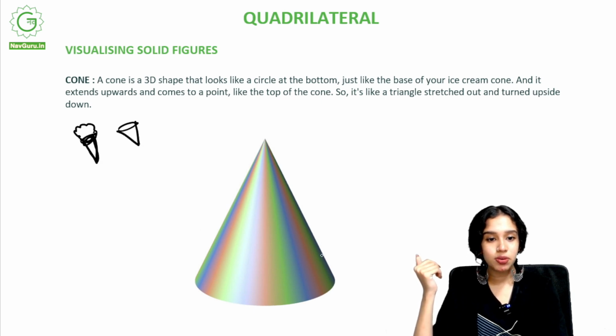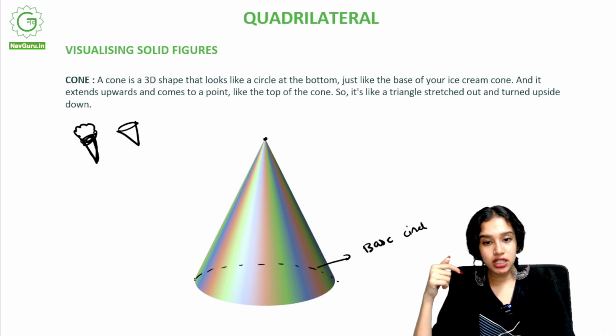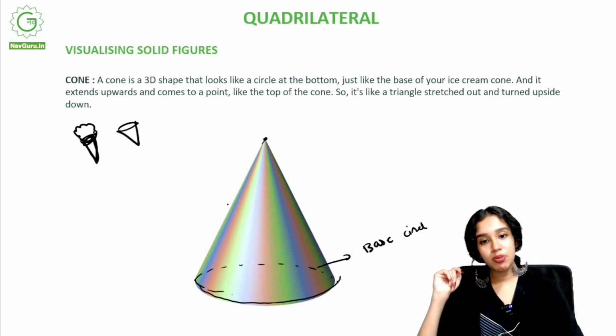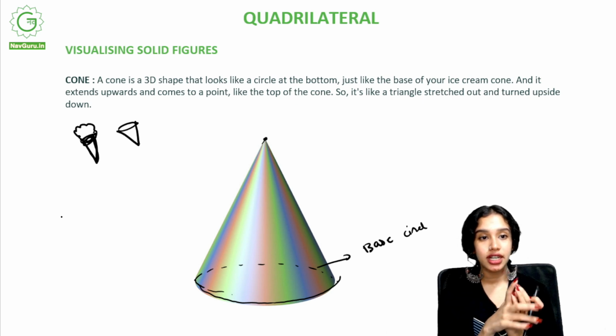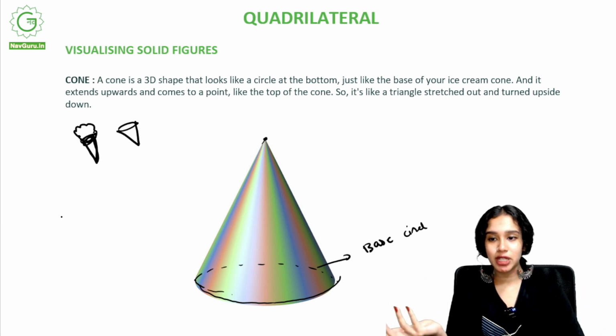So, what does it have at the base? Let's say that on the back side we have this. This is called the base. The base is a circle, and every point from the edge of the circle, its perimeter, is connected to one point. Then I will get a 3D shape called the cone. So, it's a triangle stretched out and turned upside down. It's a very funny way to explain this, right?